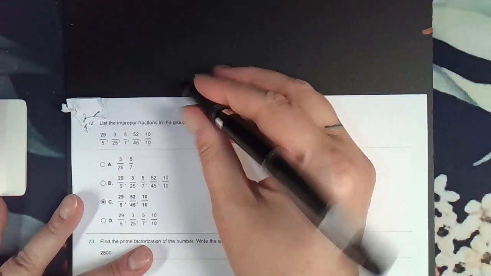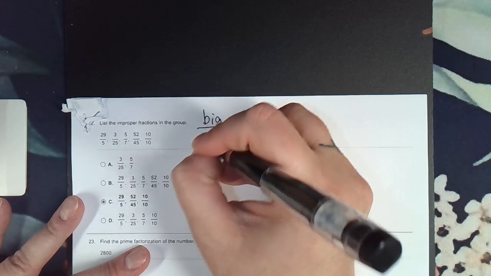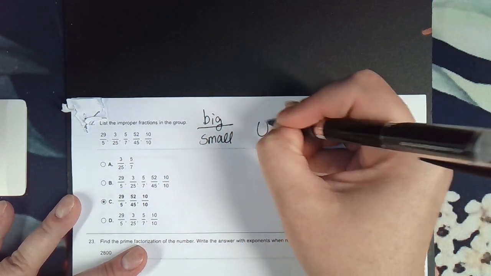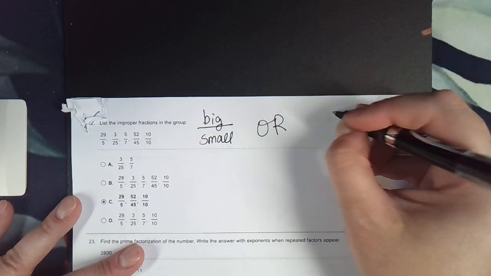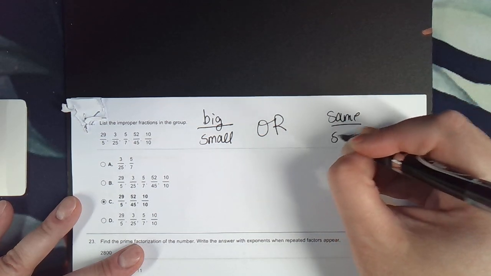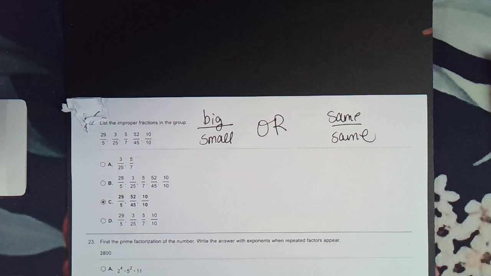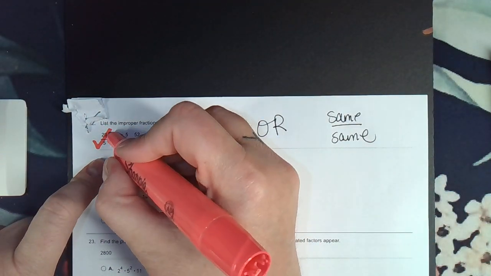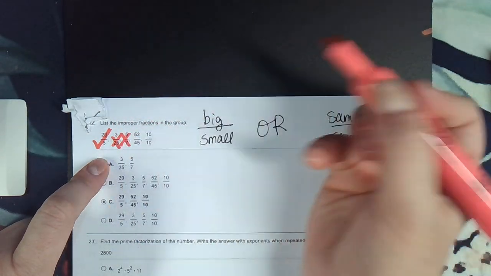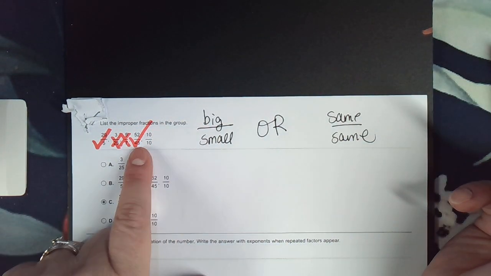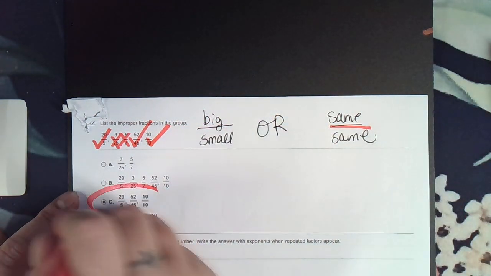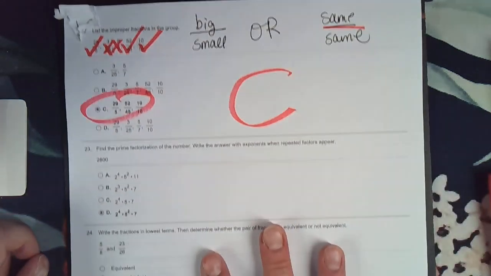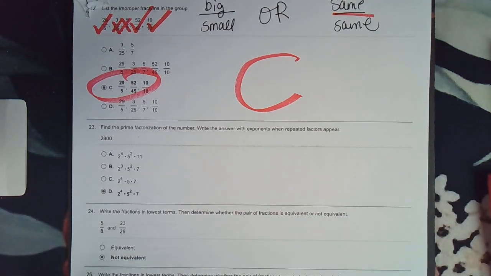Let's look at 22. It says list the improper fractions. So that means either we have the bigger over the smaller, or the part we always forget about is the same number over the same number. So let's look for the bigger number over the smaller. Yes. Nope. Nope. Yes. And then 10 over 10 is one of these same over the same. So we only have 3 of them. C.